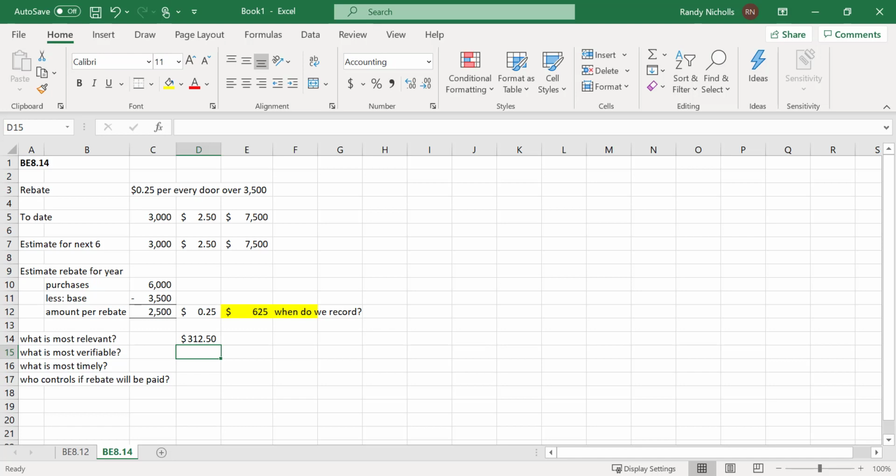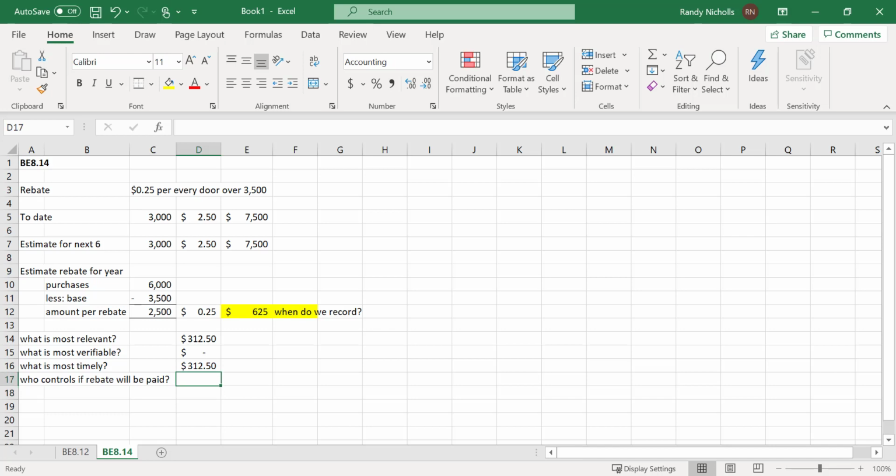What is the most verifiable? Well, I haven't actually got any rebate yet. I'm not going to get the rebate till I actually buy the rest of them. So, in theory, if I don't buy any more, I don't earn any more rebate. So, the most concrete number is 0. I haven't earned anything yet. What is the most timely, or again, the best estimate? I think that's the 312, because that's really what I ultimately think my cost is going to be.